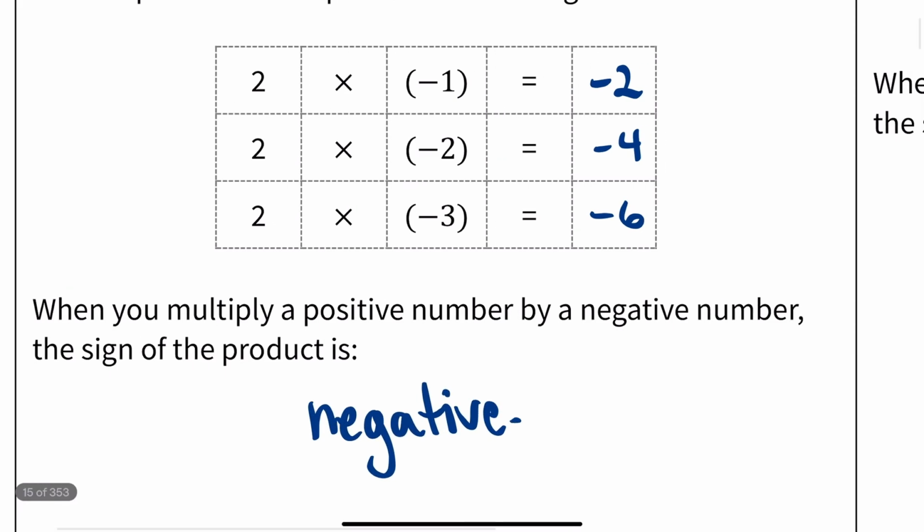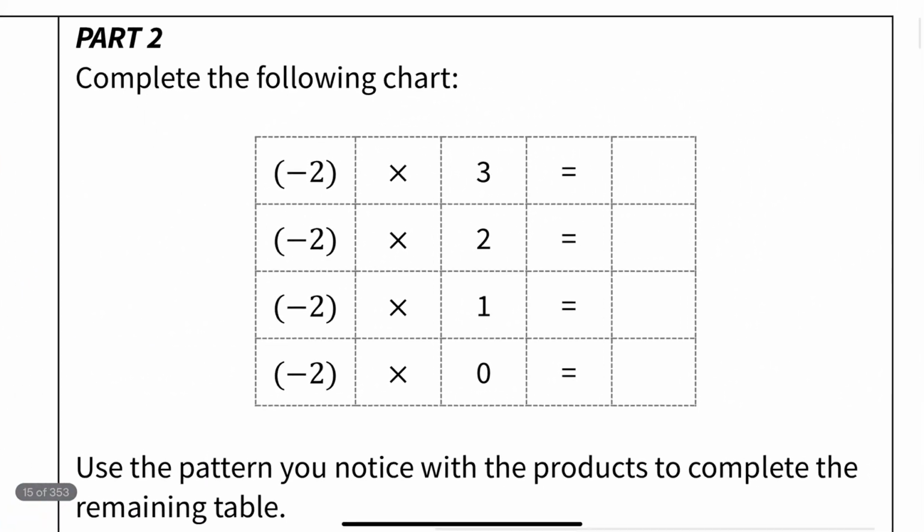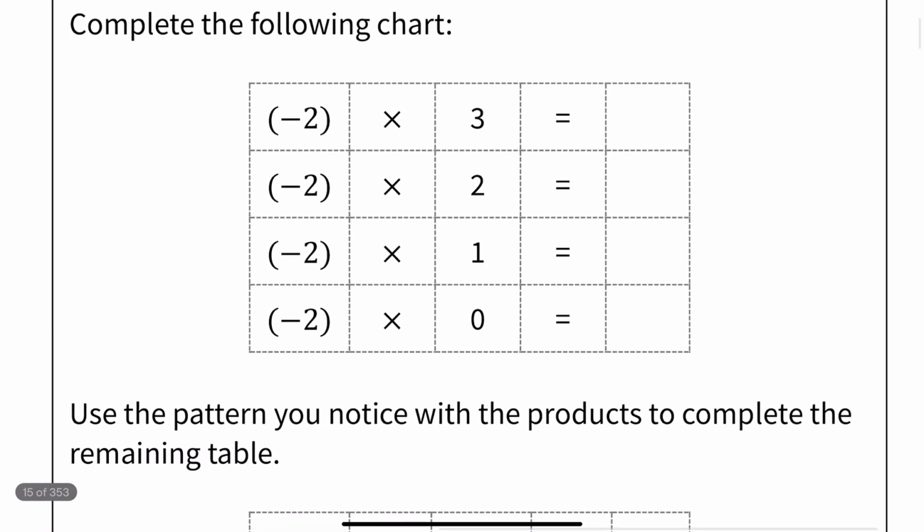Okay, that's part 1. Part 2, here's this chart. So we know a negative number times a positive number is negative. So when we look at -2 times 3, we get -6. -2 times 2 is just like saying 2 times 2, but you make it negative, so it'll be -4. -2 times 1 is just like 2 times 1, but make it negative, so -2. And then -2 times 0, any number multiplied by 0 is 0.